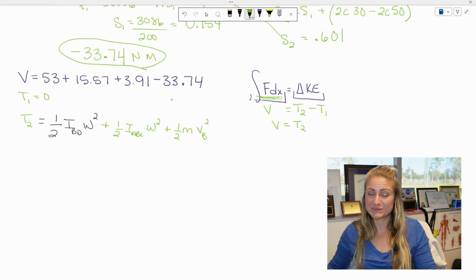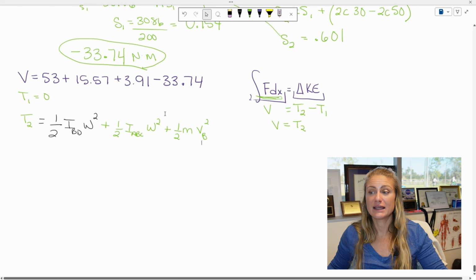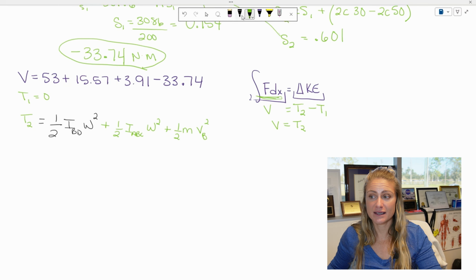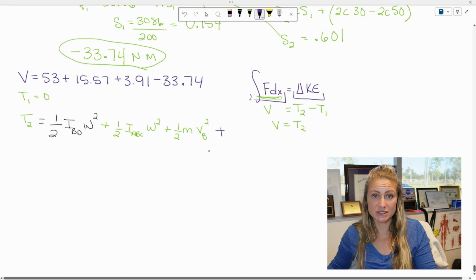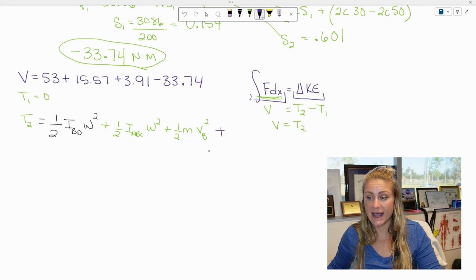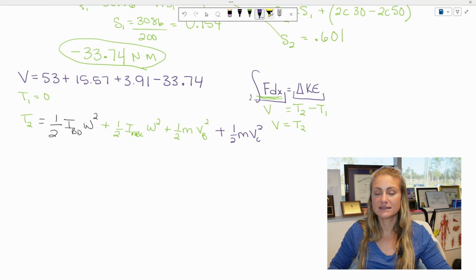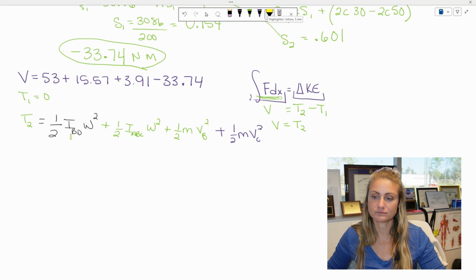Now, please don't forget you have 3 rigid bodies. You've only accounted for 2 right now. That slider does carry a mass, so you do need to include it. And you told me that the slider's in pure translation, so it will not have an angular property. So I have to include a 1/2 m v_C squared.